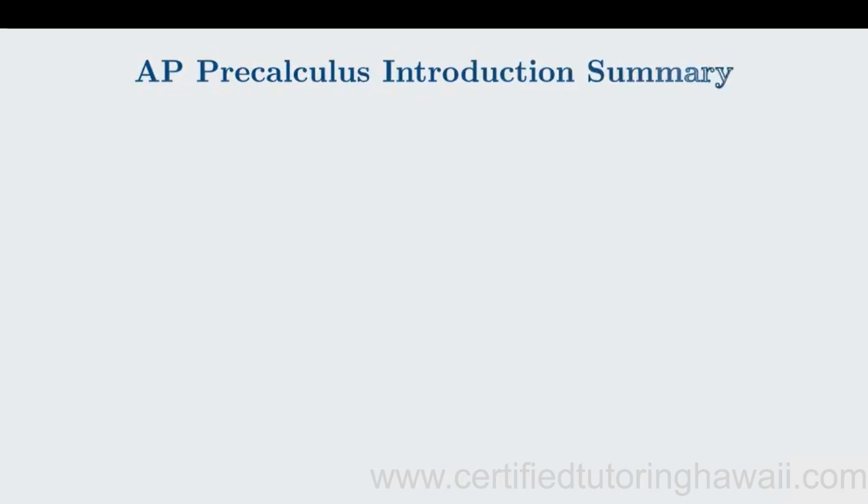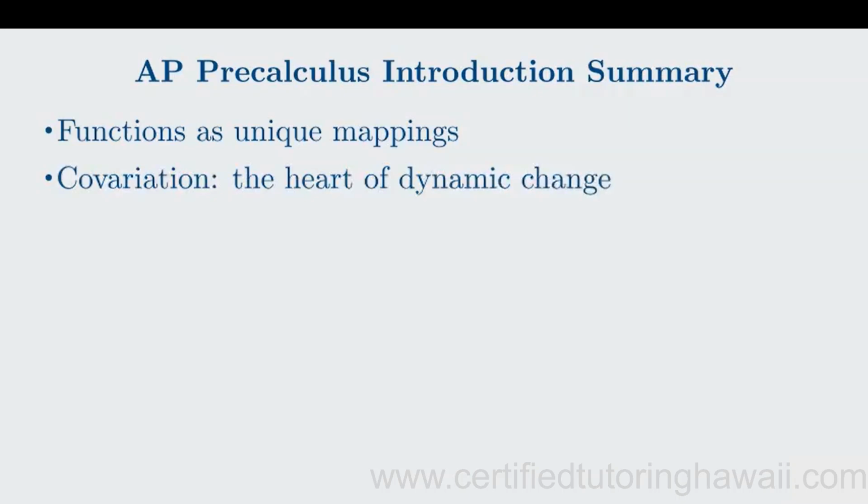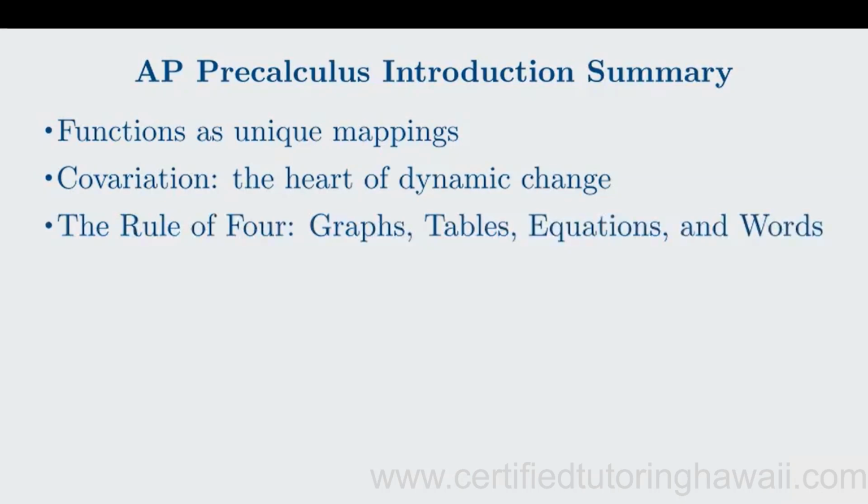We have covered a lot of ground in this introduction to AP Precalculus. Let's take a final look at what we've established. First, we established that functions are unique mappings. Then, we looked at covariation, which is the heart of dynamic change. We introduced the rule of 4, graphs, tables, equations, and words. And finally, modeling, using math to predict and describe.